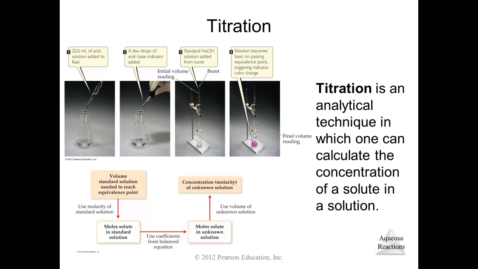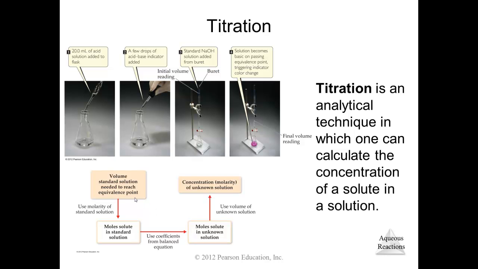We're going to slowly add that base until we reach the equivalence point, or the point where the moles of the base are equal to the moles of the acid within the reaction. And at this point we're going to see that color change occur, so we know that our pH has gone up from an acidic pH to a neutral pH, or where that equivalence point occurs. And now by calculating how many moles of base we added to this flask, we can determine how many moles of acid are in there.